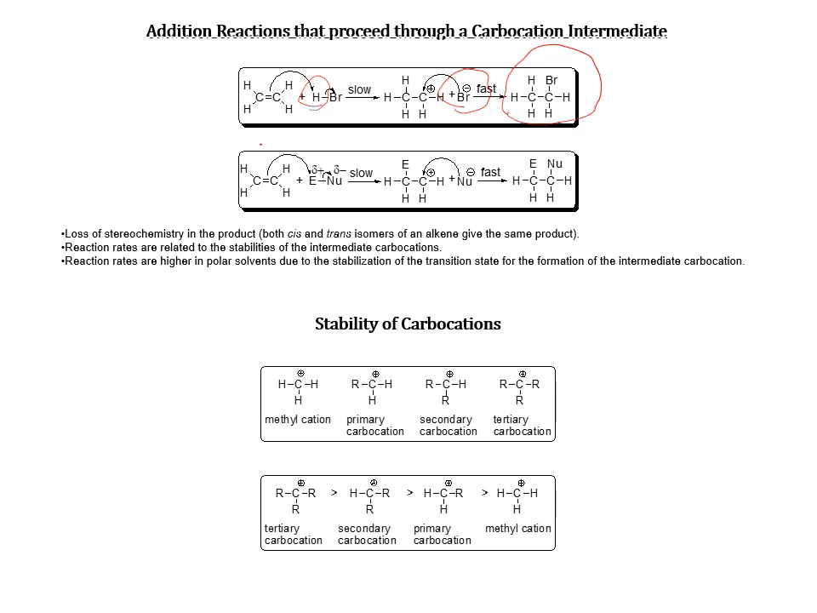We can infer that the carbocation is the reaction intermediate from several observed phenomena. First is loss of stereochemistry in the product, which means that both the cis and trans isomers of an alkene, if the starting alkene is capable of cis-trans isomerism, give the same product. Secondly, reaction rates are related to stabilities of the intermediate carbocations. And finally, reaction rates are higher in polar solvents due to stabilization of the transition state as a result of formation of the intermediate carbocation.